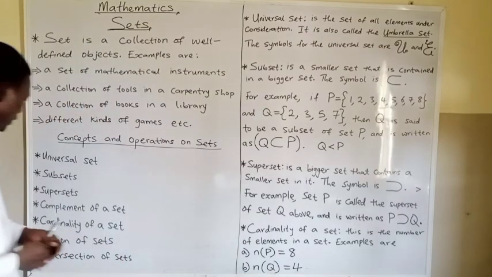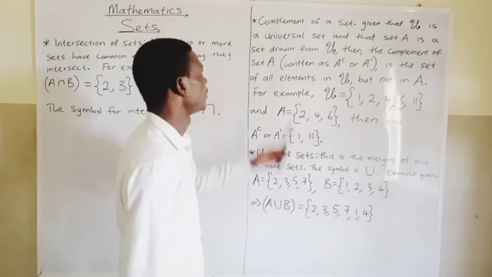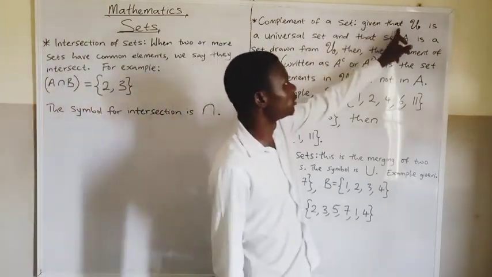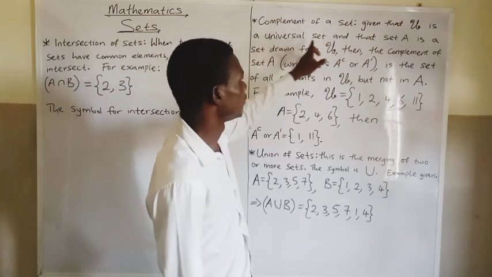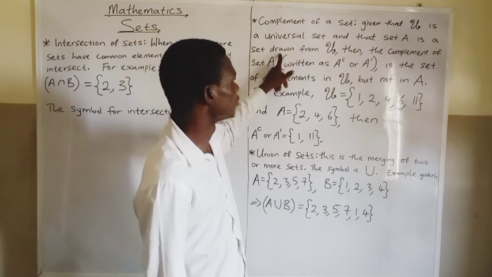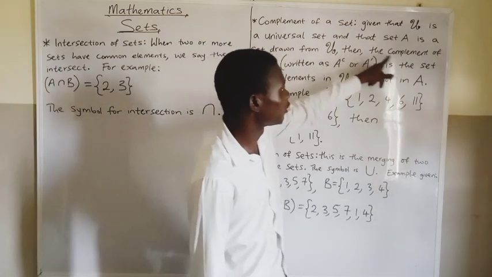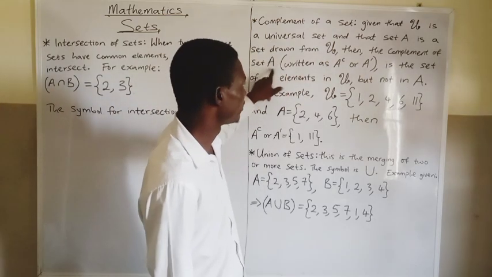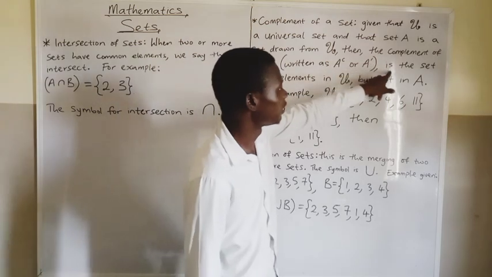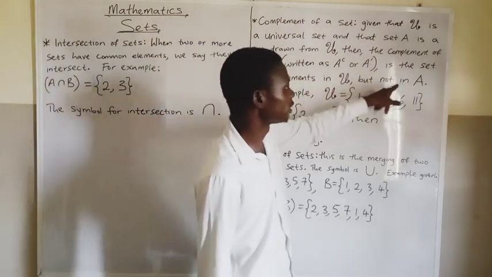So we are going for the last three now, which are complement of a set, union of set, and intersection of set. We have a complement of a set. Given that U is the universal set, and that set A is a set drawn from U, then the complement of set A, which is written as A complement or A prime, is the set of all elements in U but not in A.